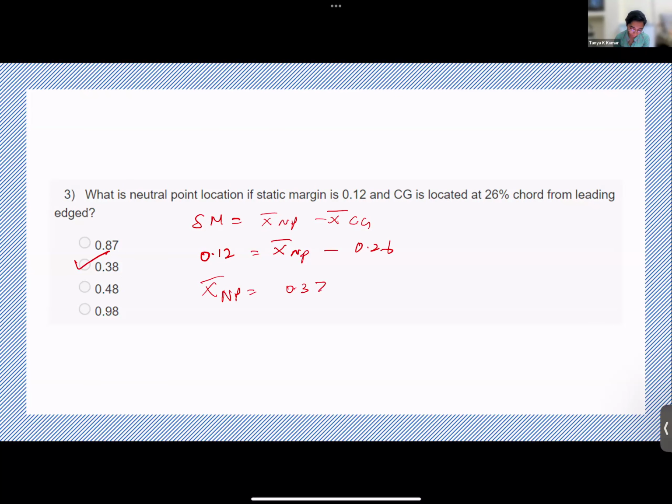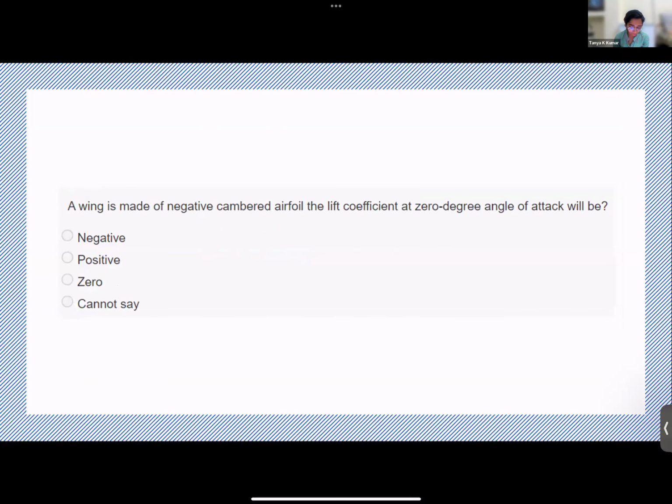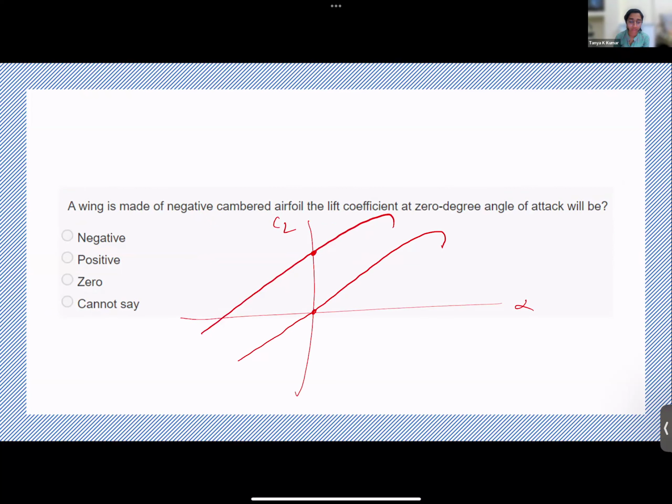All right. Next question. A wing is made of negative cambered airfoil. The lift coefficient at 0-degree angle of attack will be what? It's negatively cambered. So you have the lift curve slope. For a symmetric airfoil, it's this. This is CL versus alpha. At 0 degrees, your lift is 0. Positively cambered, you have this, right? So at 0 degrees, you have a positive CL value. Negatively cambered airfoil, at 0 degrees, you'll have a negative value. All right? Okay.